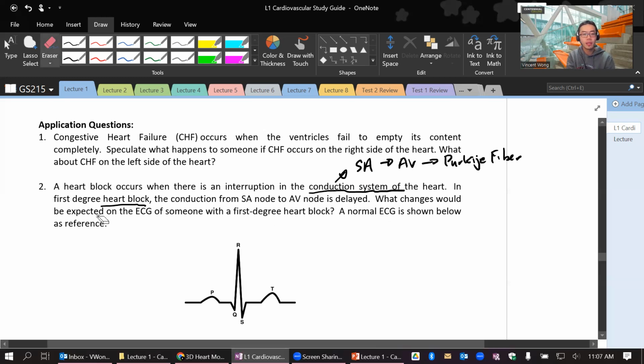What changes would be expected on the ECG of someone with first degree heart block? This is a normal ECG. So how would it change? Do you have a higher P peak? Do you have a longer period between Q and S, or a smaller R? What do you think? What are some possible changes in the ECG that you would notice for someone who has a first degree heart block?